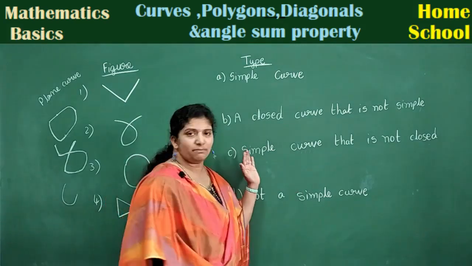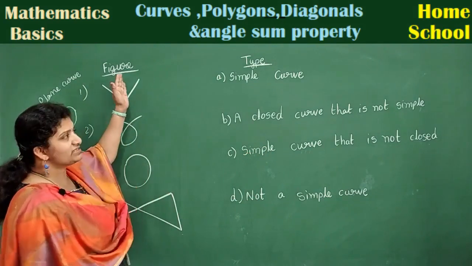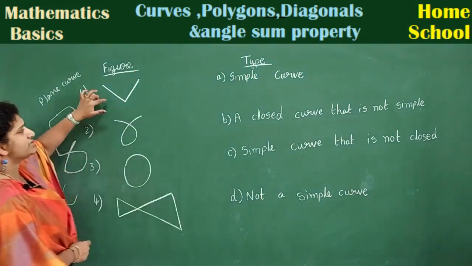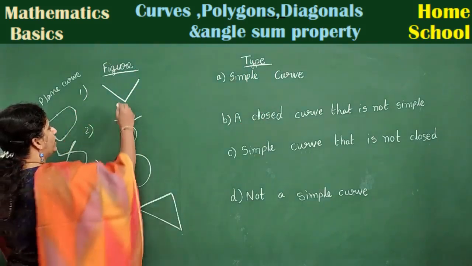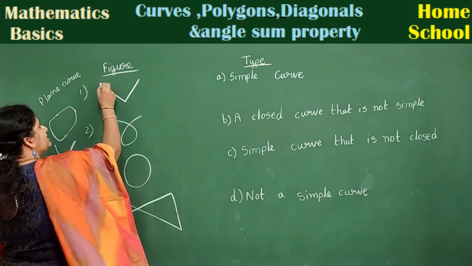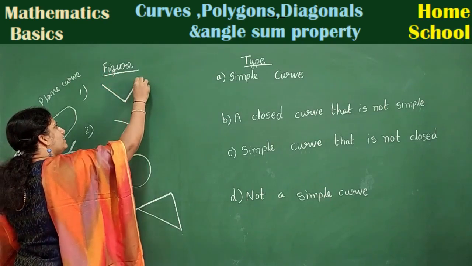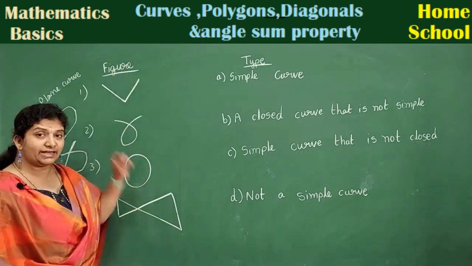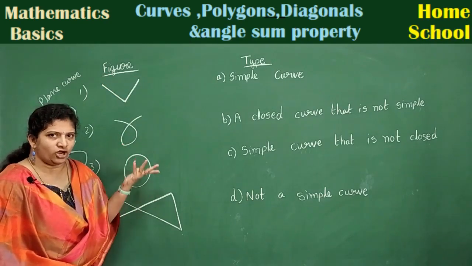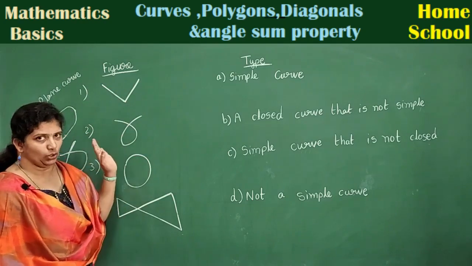So you can see some pictures and you need to match these two. Here you can see figures and here you can see the type. Just try to say this. Okay, this is a line segment. If I start my chalk piece, look here children, what am I doing? Yes, it is a simple curve. Is it closed? No, it is not closed. A simple curve which is not closed.